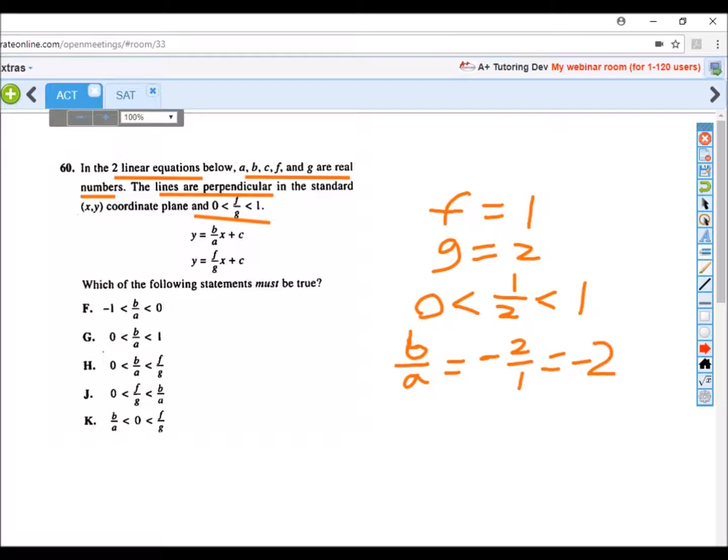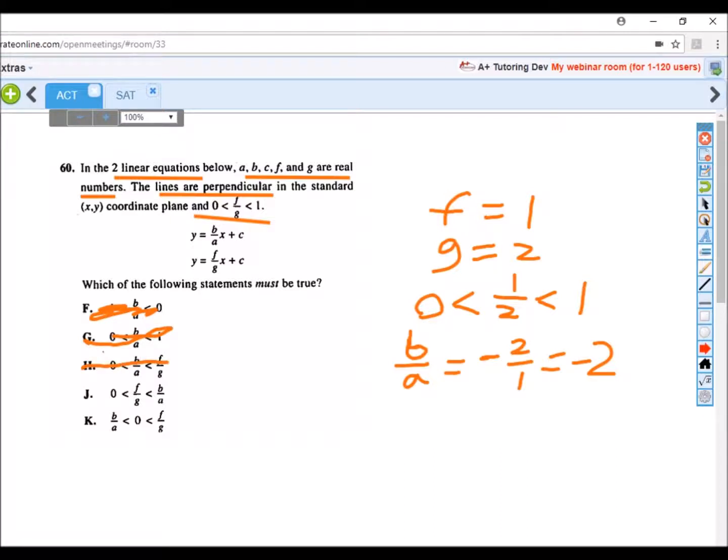So with these multiple choice questions, we have to get the answer that must be absolutely true in any circumstance. So F is wrong because negative 2 is clearly not more than 1/2. Looking at G, well, we have 0 is less than b over a, not being true in this case, because b over a is negative 2. H, same thing.